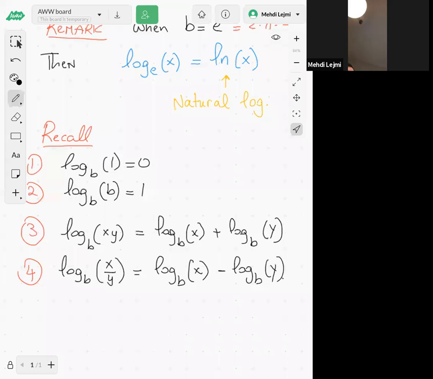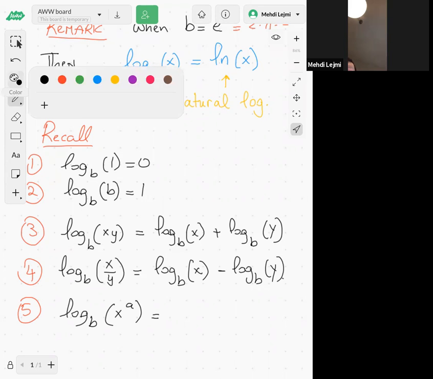And the last property, which is kind of important: if you have a log of some power of x, so log in base b of x to the power a, where a is just some number, then you can put this number a in front of the log. You can move this a in front of the log. So you're going to have a times log in base b of x.